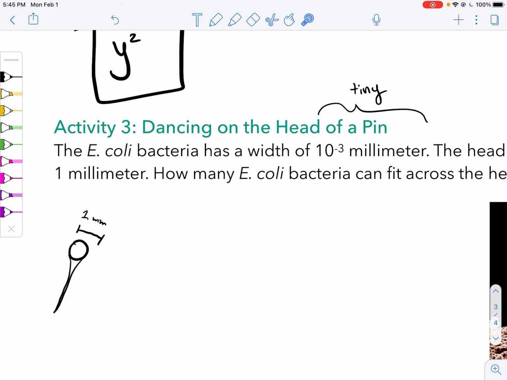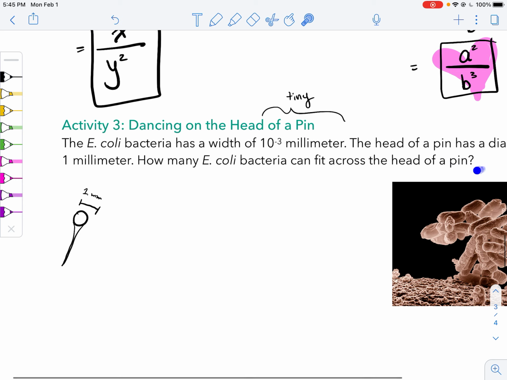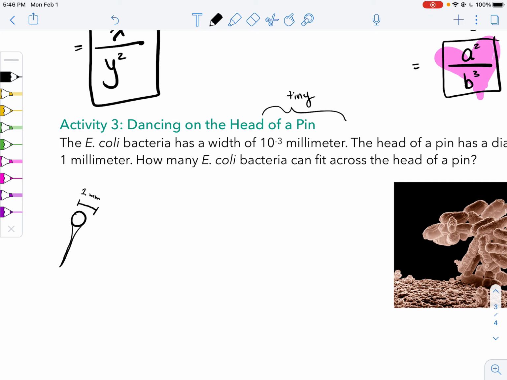So now we need to find, how many E. coli bacteria can fit across the head of a pin? Well, let's find out, what does this even mean? Let's start out with 10 to the negative 3rd.